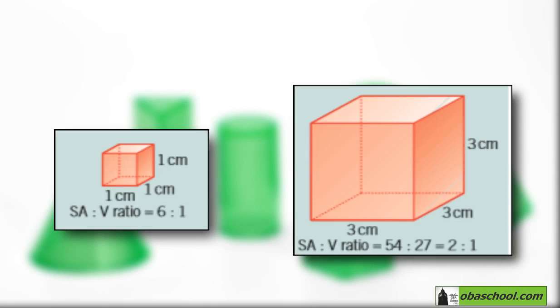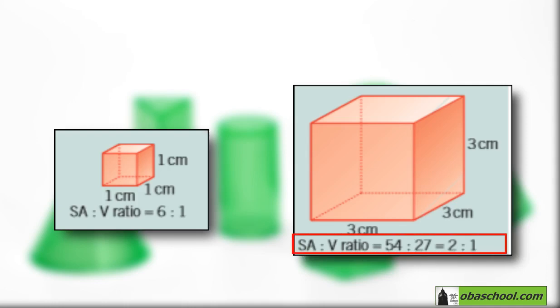Let's go to the big cube. What is the surface area? Side squared, which is 9. 3 squared is 9, times 6, that's 54. Surface area of the big cube is 54. What's the volume? What is 3 cubed? That's 27. So that's the volume of the big cube.